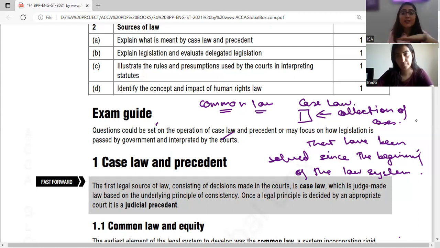So what is the underlying or basic principle upon which this judgment has been taken? Because see, cases will vary. Am I clear? Cases will be different. The situations, the scenarios, each and everything will be different. The era will be different. We are in a digital era. If you think about years back, it was not a digital era.